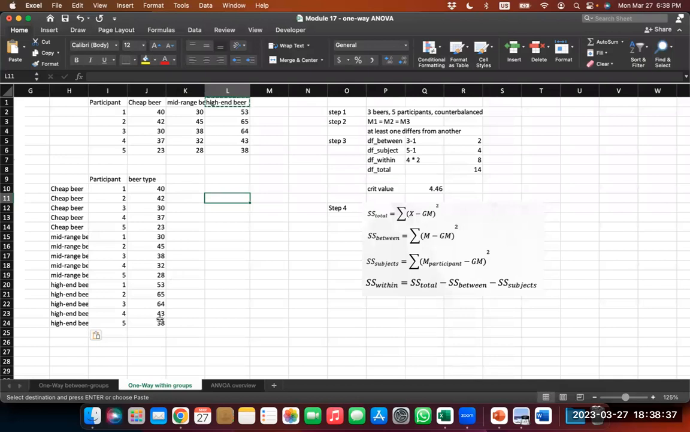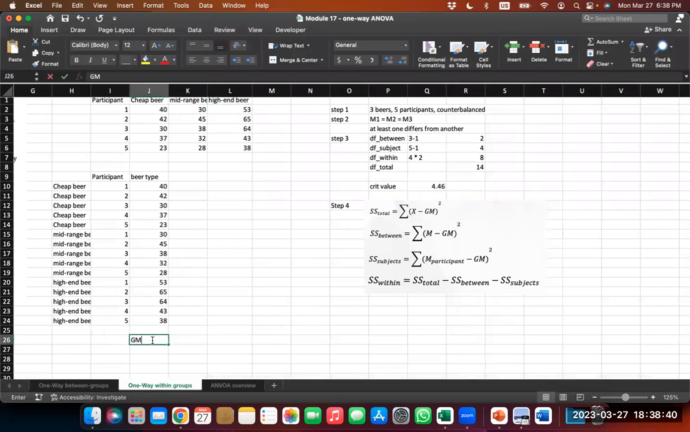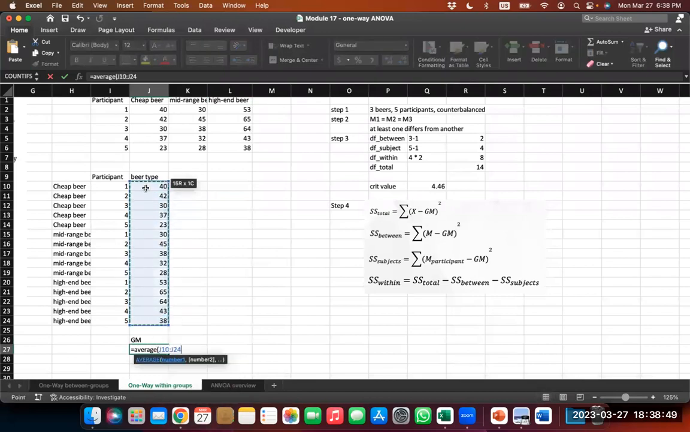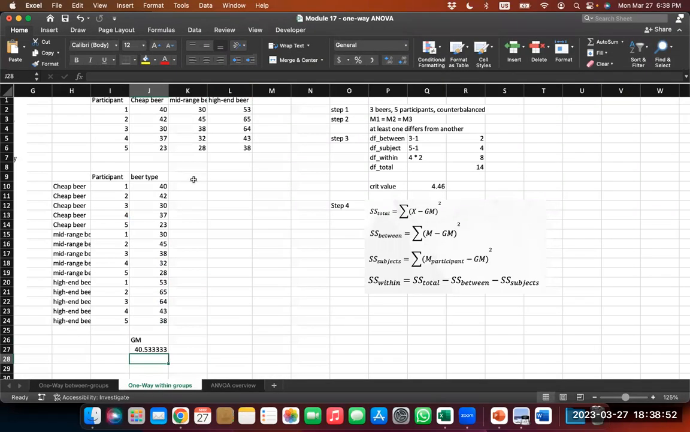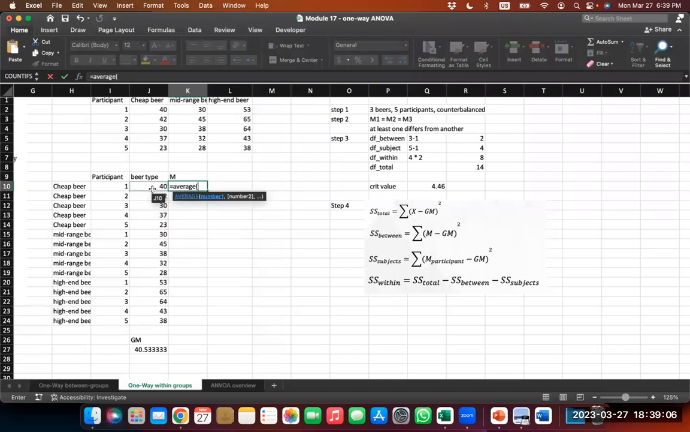So now first we need to calculate our grand mean. And that's simply done by calculating the average of all these 15 entries. That's simple. Next we need, and that's a little bit more involved, our group mean. And that is the average of these five entries that represent the group. But you need to lock them in to be able to pull them all the way down. So that's how that would look.